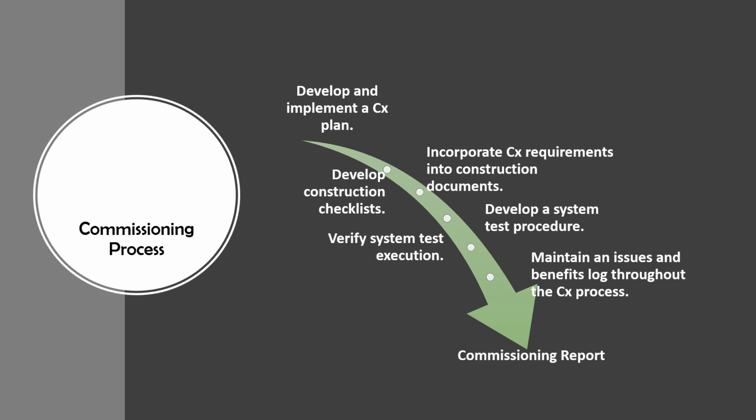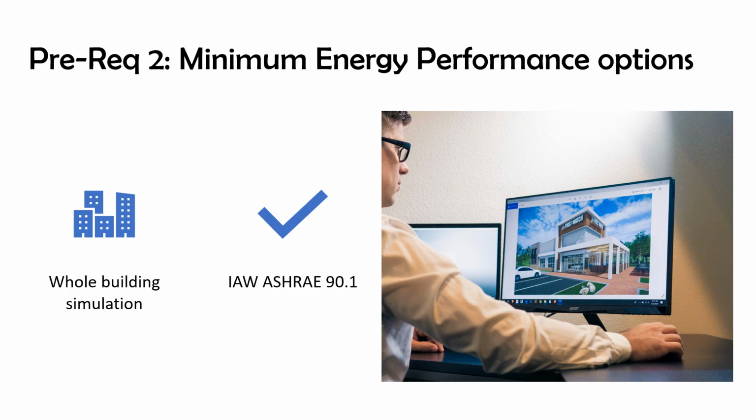The commissioning report is completed by the commissioning authority after the construction is complete. It has a summary of the testing results, confirmation of adherence to the OPR and BOD, any deficiencies, and corrective action. The second prerequisite is minimum energy performance. The intent of this prereq is to establish the minimum level of energy efficiency for the proposed building and systems so as to reduce the environmental and economic impacts associated with excessive energy use.